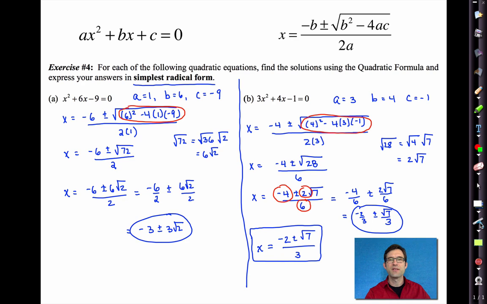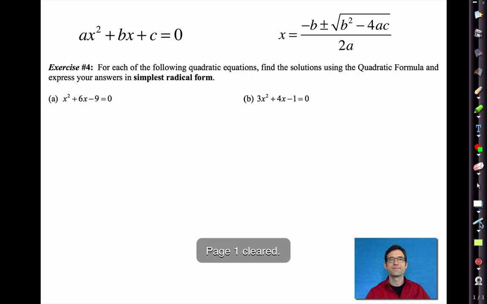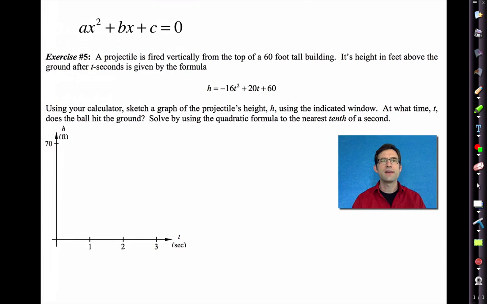All right, here goes the text. Okay, last problem. Come on, quadratic formula. There it is. A projectile is fired vertically from the top of a 60-foot tall building. Its height in feet above the ground after t seconds is given by this formula. H equals negative 16t squared plus 20t plus 60.